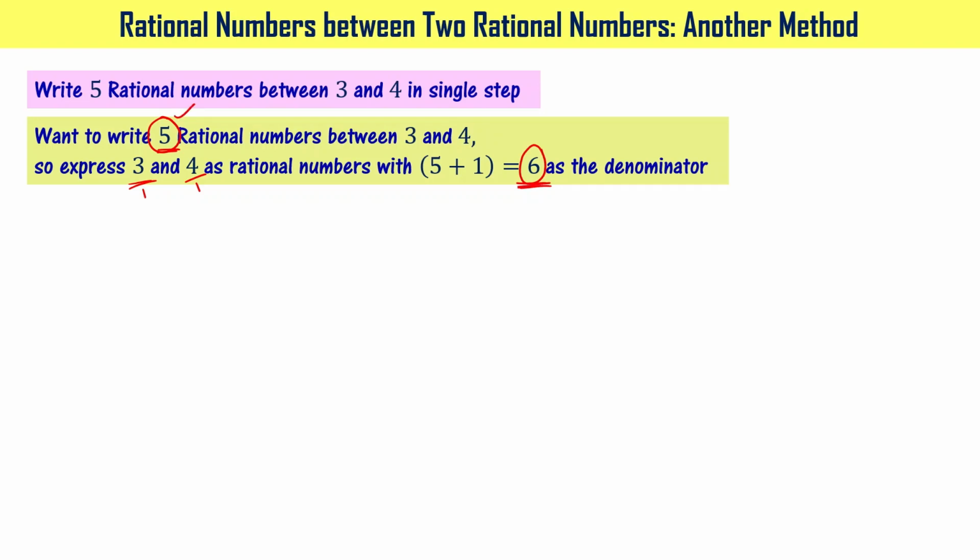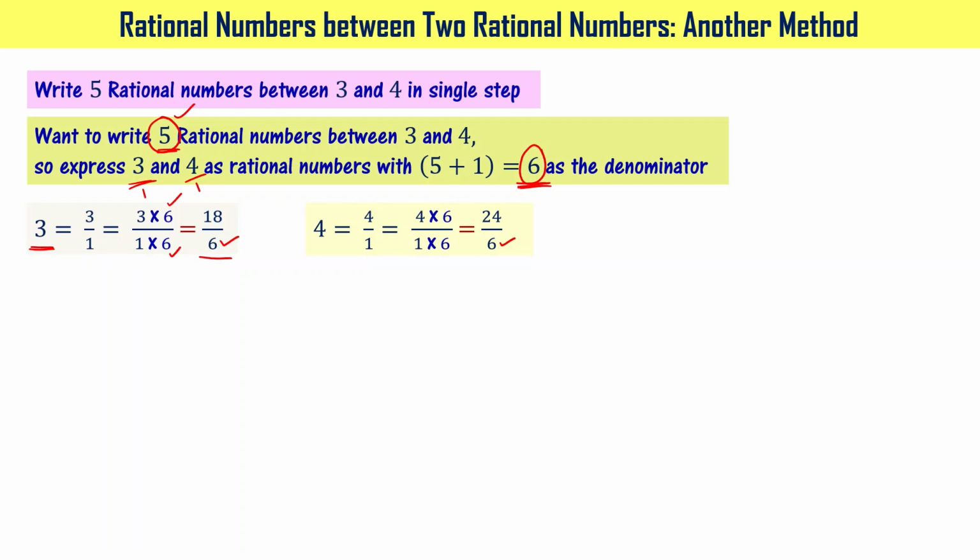Got it? 3 by 1 can be written as 3 times 6 divided by 1 times 6, right? What I have done is multiplied the numerator and denominator with number 6, right? So this has become 18 by 6. So now 3 is expressed as a rational number with number 6 as the denominator. Similarly, 4 can also be written. 4 by 1 equal to 4 times 6 divided by 1 times 6, that is equal to 24 by 6, right? So this also has got denominator 6.